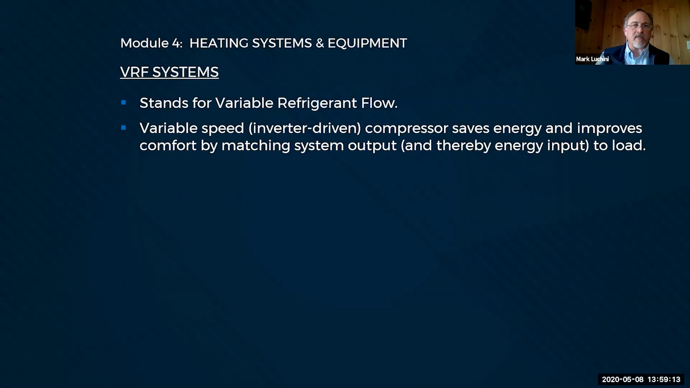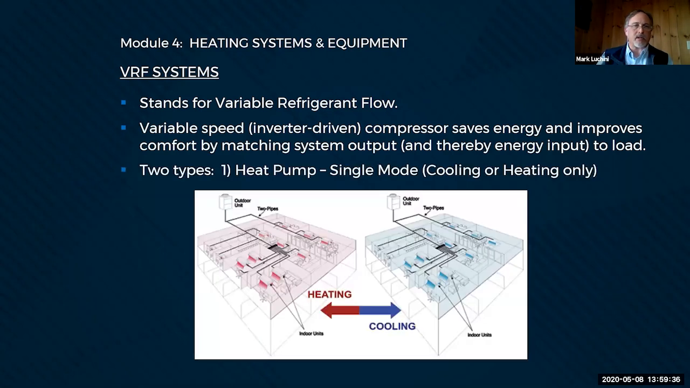What does that mean? Basically, you have a variable speed compressor, inverter driven, which means it also changes the electricity from AC to DC. Basically, the way that saves energy is by matching the amount of refrigerant flow to the amount of refrigerant needed to cool or heat the space. You have 2 basic types of VRF system. One is your standard heat pump mode. So it's basically a more efficient heat pump, but all it can do is either heat or cool at any given time. So you flip the switch on the thermostat from heat to cool, and that's what you get.